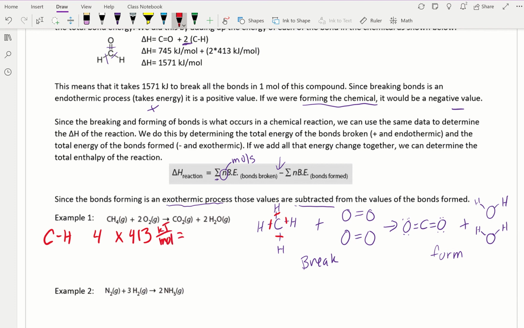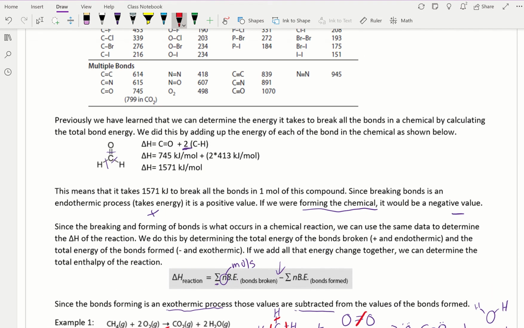Okay, so we're going to have to figure out what that total is there. So 4 times 413 gives us 1,652. Okay, and then we are breaking these oxygen double bonds. And we've got 2 of those, right? We've got 1 there and 1 there, times, and we got to look up our oxygen. Now, this happens a lot in these tables where they list oxygen by itself, because that's the only thing that's going to have an oxygen-oxygen double bond.